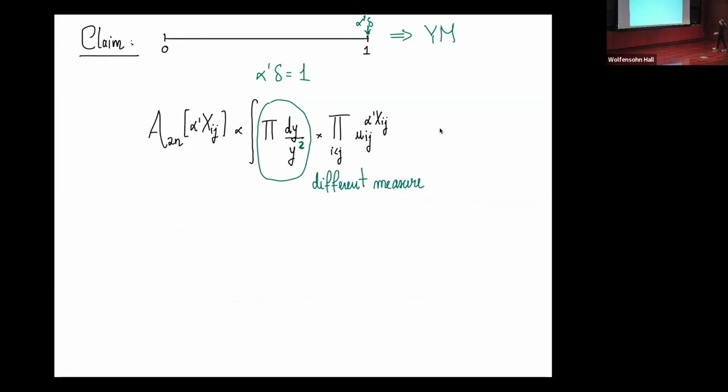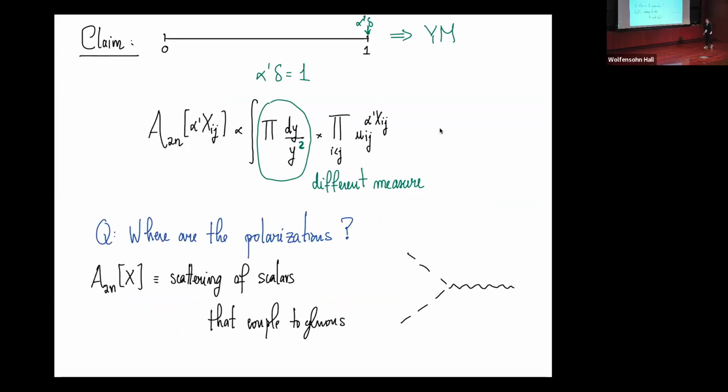Okay, so well, the first question one can ask is, how can you get gluons if all this expression depends on is still dot products of momenta? So where are the polarizations of the gluons? So what this object is really describing is the scattering of colored scalars, but they're crucially coupled to gluons in the standard minimal way.